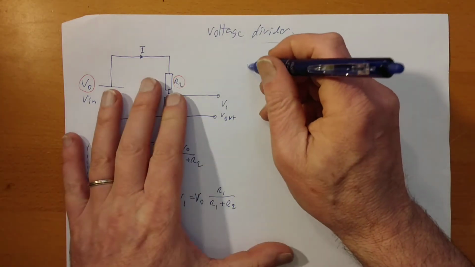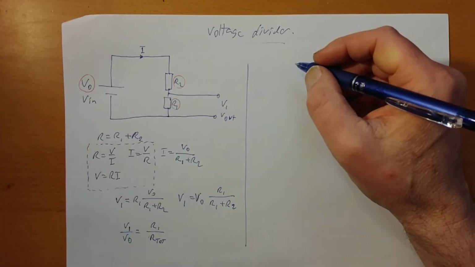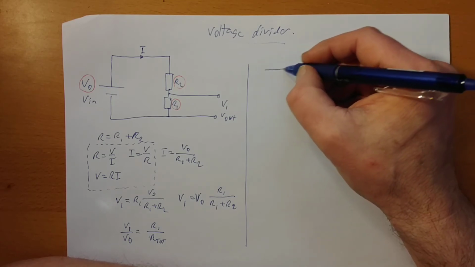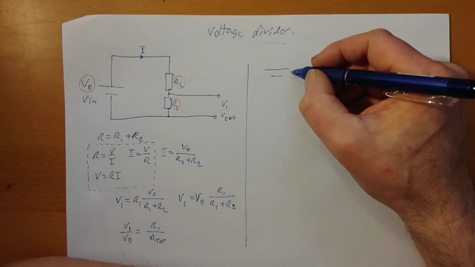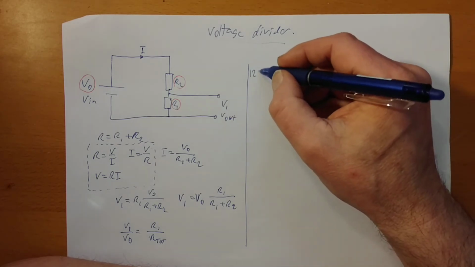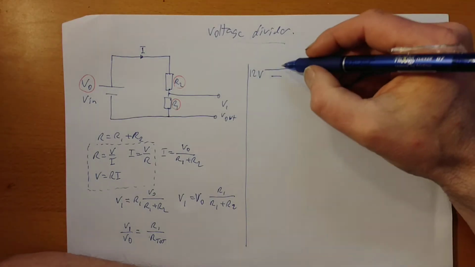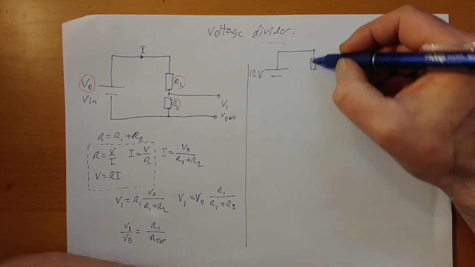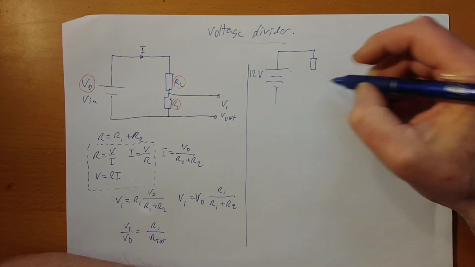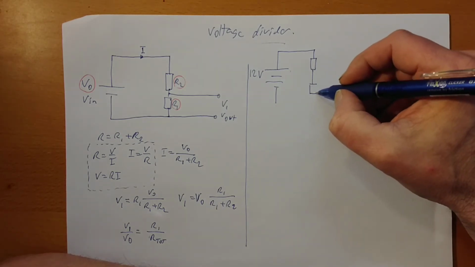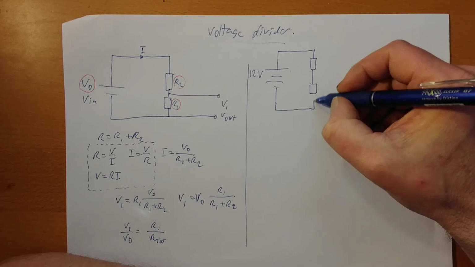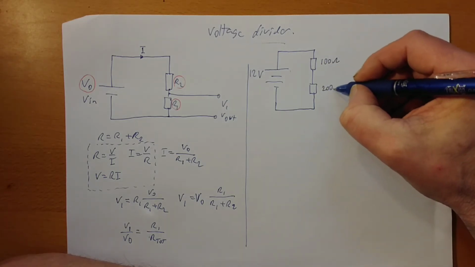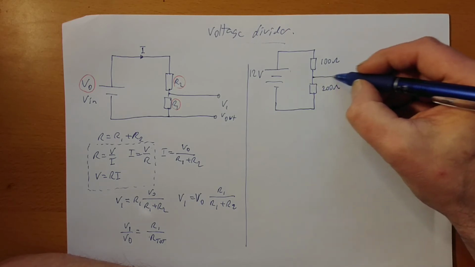Okay, let's look at a little example here. We can see that we can quite often solve this without having to resort to the formula at all. Okay, so say we have a battery here, 12 volts, and I draw a symbol for a battery here. We connect that to resistors, say 100 ohms and 200 ohms. Here's the output.